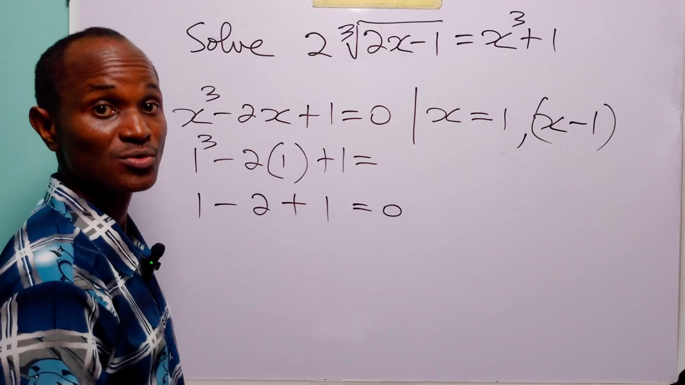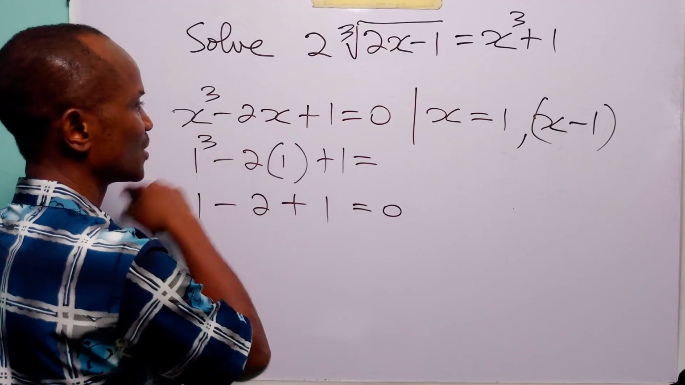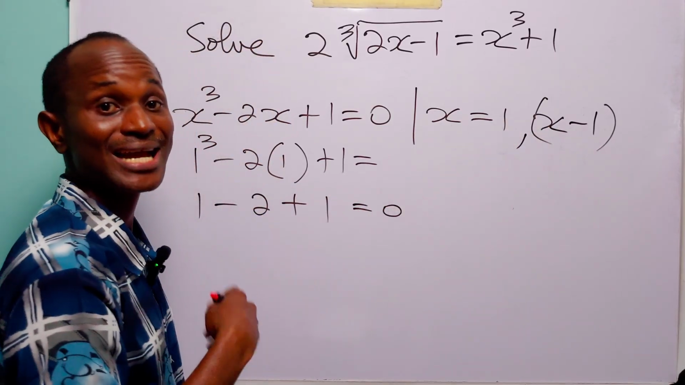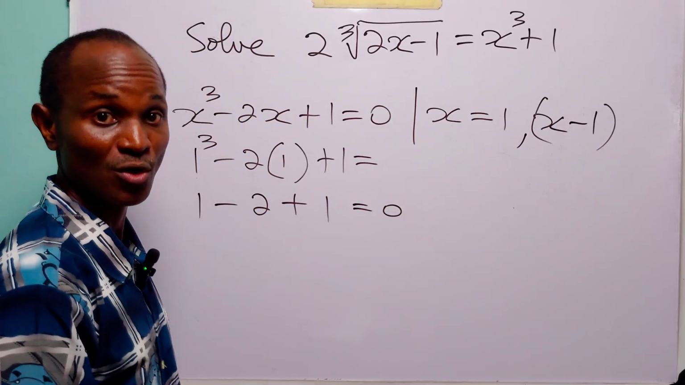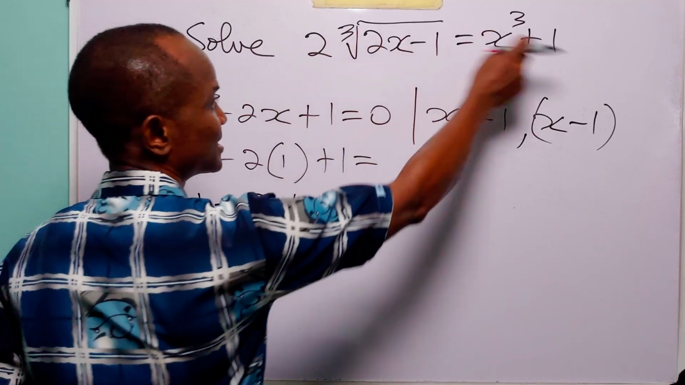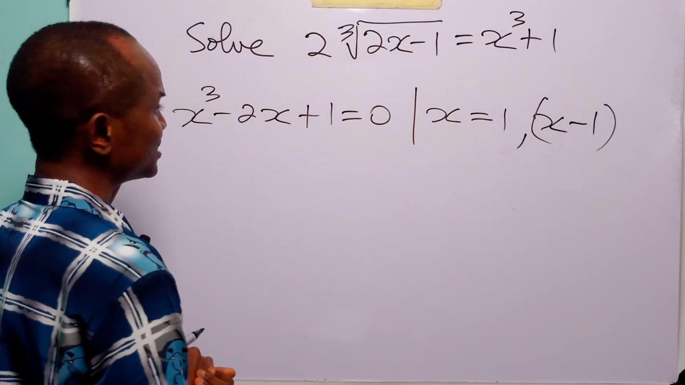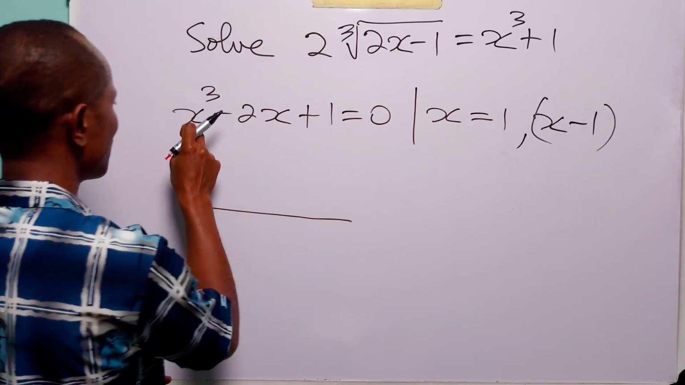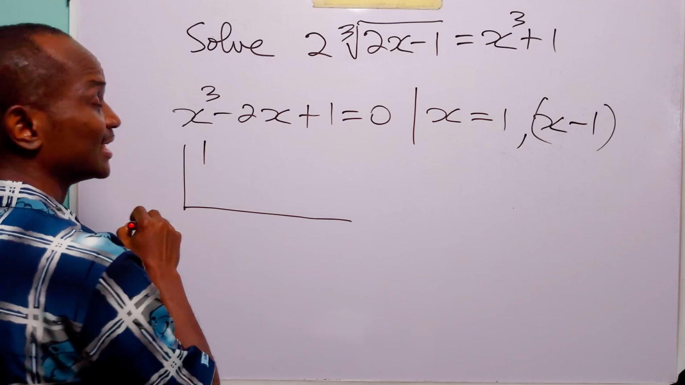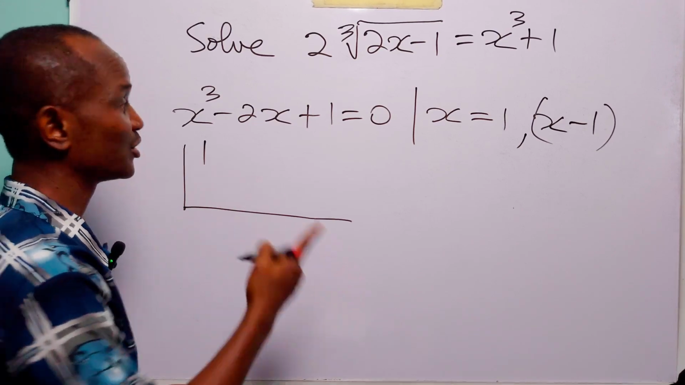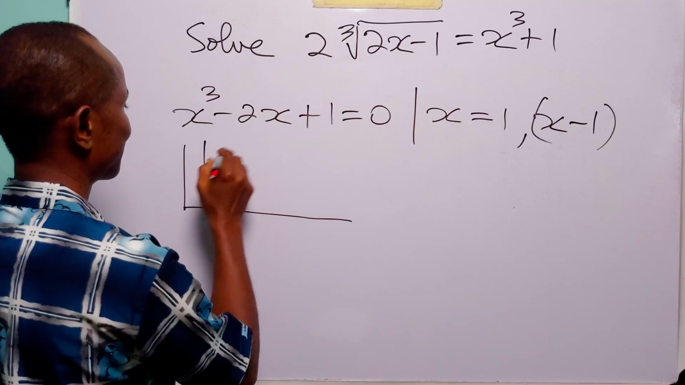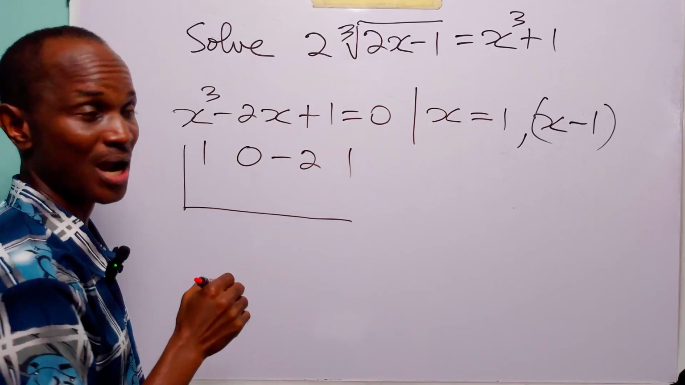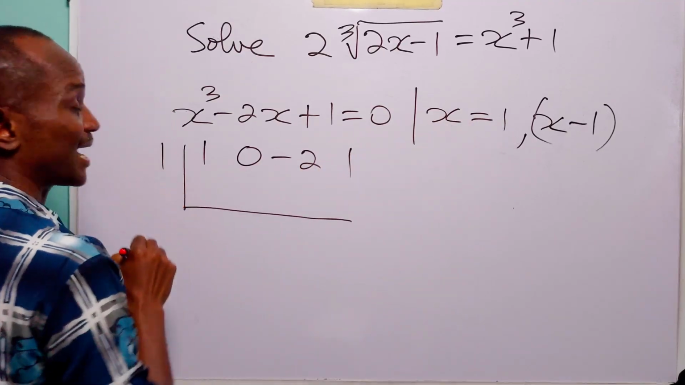So what we are now going to do is that we will divide this cubic equation, that is this polynomial on the left hand side, by x minus 1 to get the other quadratic factor which we can now solve for the other two values of x which satisfy this equation. So using our synthetic division method, we have the coefficient of x cubed is 1. The coefficient of x squared is 0 because there is no term in x squared. The coefficient of x is minus 2 and the constant term is 1. Of course, we are dividing by 1.